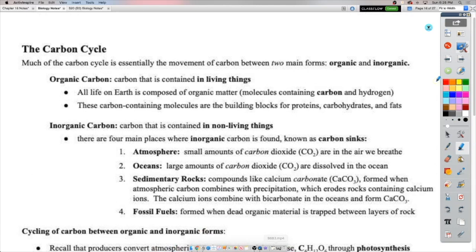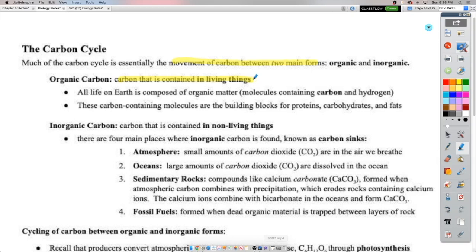So the carbon cycle, when you really boil it down to its simplest level, is basically just the movement of carbon between two main forms, and that's organic and inorganic. Hey, where do we hear organic carbon before? Yeah, we heard it in our chemistry unit, right? What made organic carbon organic? Well, that they are the building blocks of life, right? Carbon that is contained in living things is called organic carbon, okay?